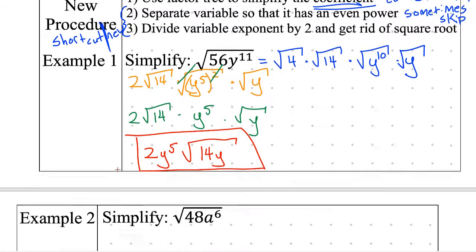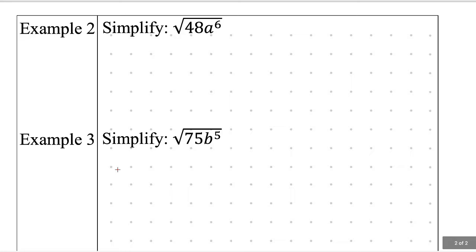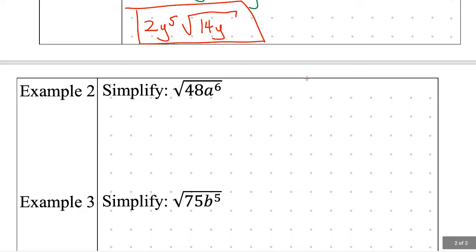All right, let's go to example number 2. I need to simplify the square root of 48a to the power of 6, and you might notice that there's a shortcut in this one where I don't have to do step number 2 in the procedure up here because it's already an even exponent, so it does skip a step. Again, pause the video now, attempt this on your own.